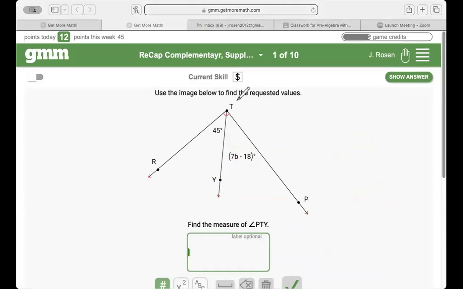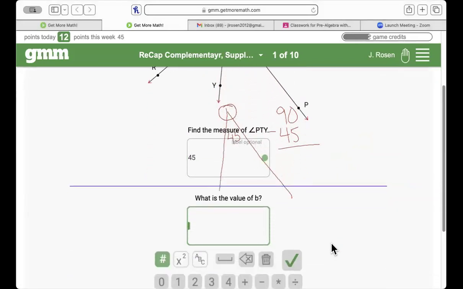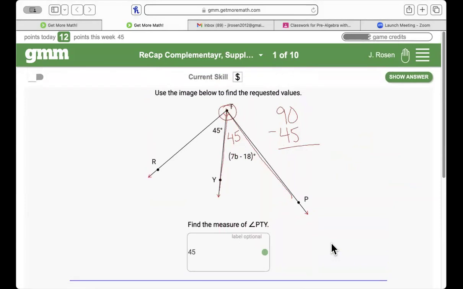Okay, let's look at this next one. This one says use the image below to find the requested values. So it wants the measure of PTY. So PTY is this one here. And it tells us that this is a right triangle. So that means it's going to equal 90, right? So we should know 90 minus 45. That's a complementary angle, right? It means that this is also going to be 45. So we know that that measurement is 45, and then down here it wants us to solve for the value of B.